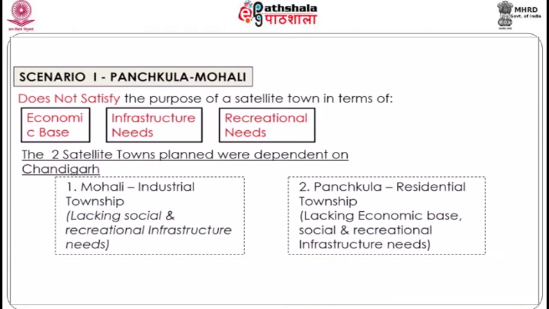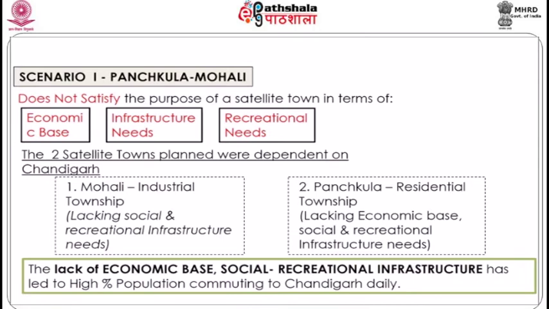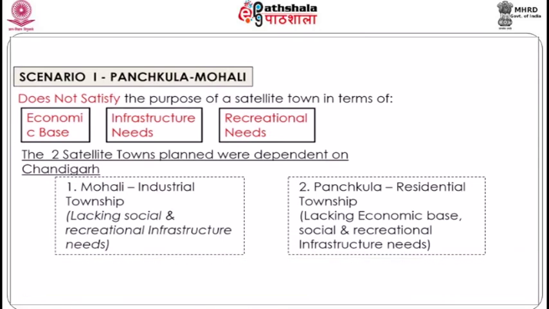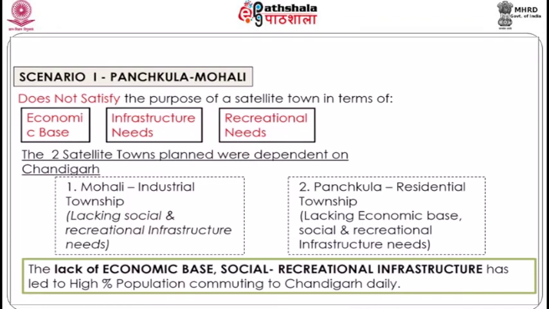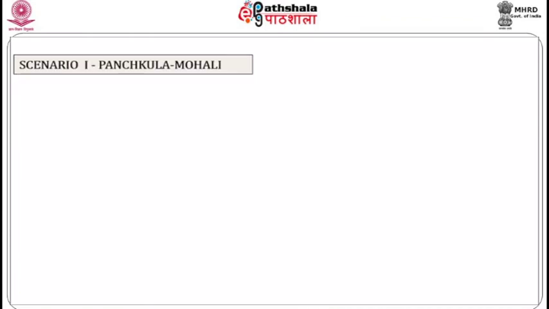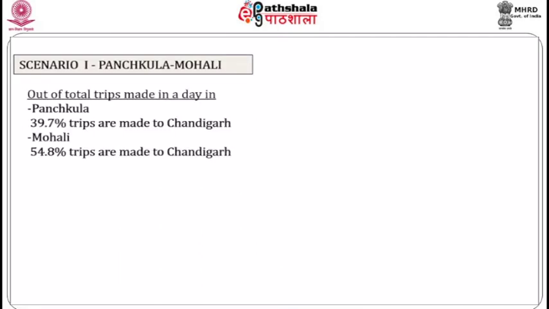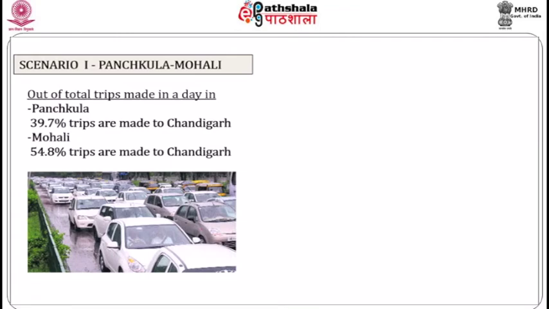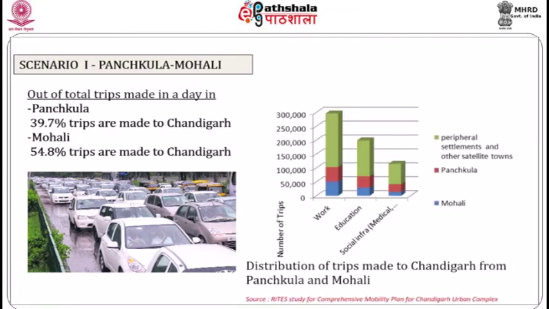And therefore, the lack of economic opportunities and social and recreational needs led to a high commuting population from Panchkula and Mohali to the parent city. Out of the total trips made in a day in Panchkula, nearly 40% of trips are made to Chandigarh. In case of Mohali, about 55% of trips are made to Chandigarh.